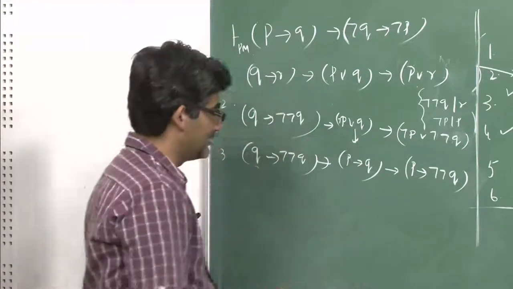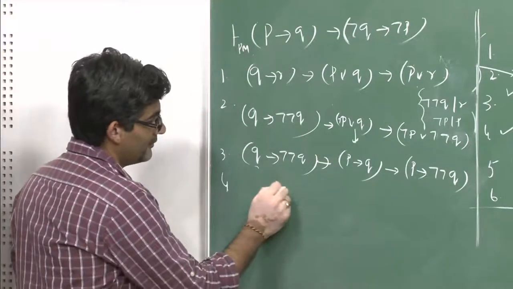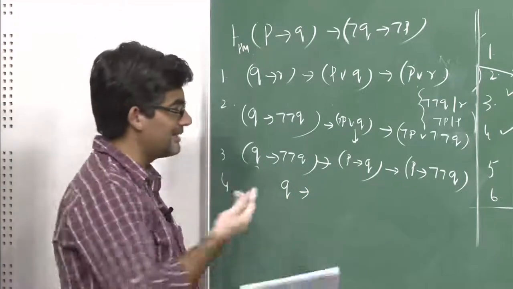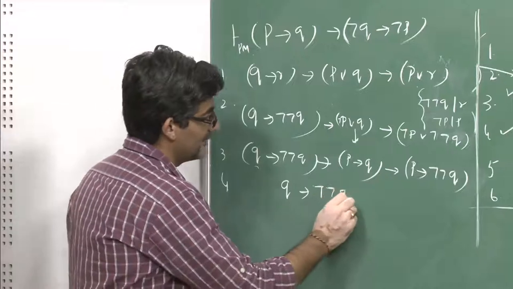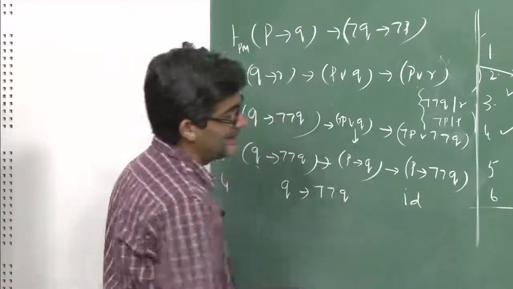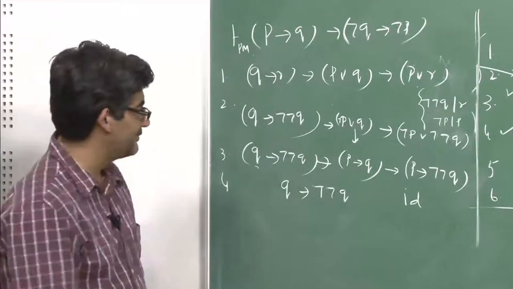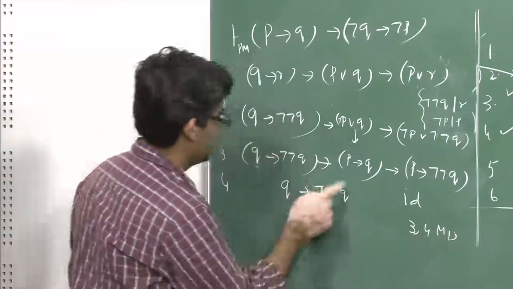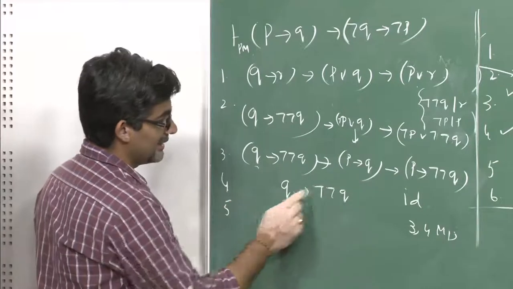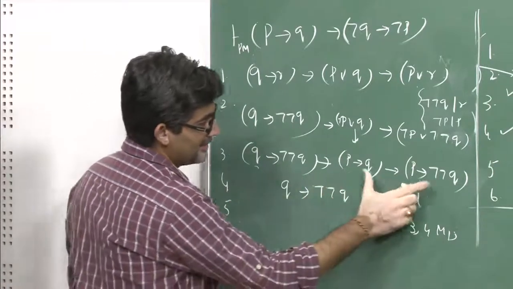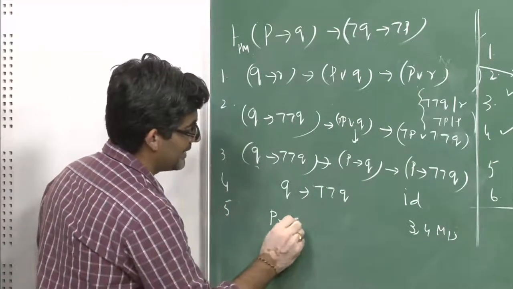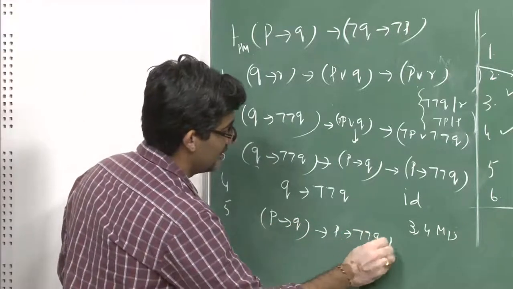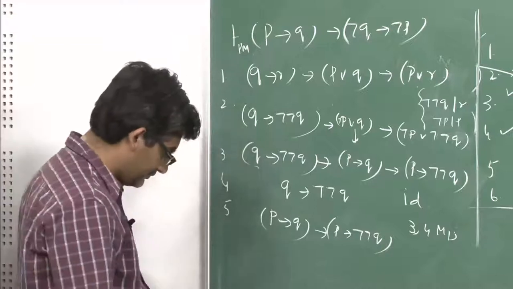So this is what is the case. Now we already showed that p implies not not p, but that is the same as q implies not not q. This is what is called ID, the law of identity. Now from these 3 and 4, by modus ponens, this 2 gets detached and you will get p implies q implies p implies not not q.